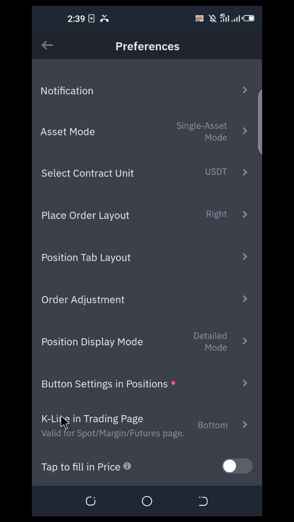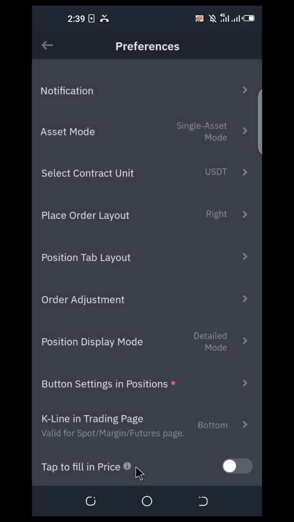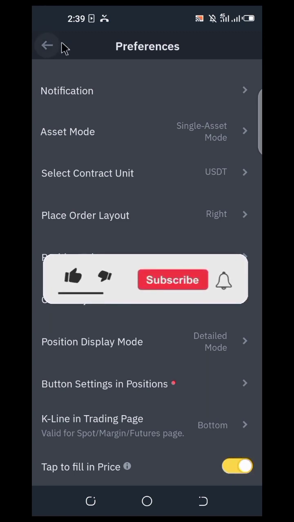Here we have the K line in trading page. You can leave it on top, you can leave it at the bottom, or you can cancel it altogether, maybe if you don't want your K line to show up. We also have tap to fill in price. Let me check it on, and then I'll show you the functions of these two. Remember the K line in trading page is at the bottom.